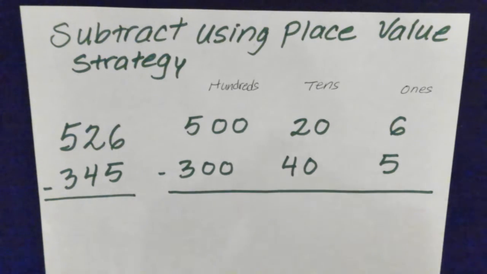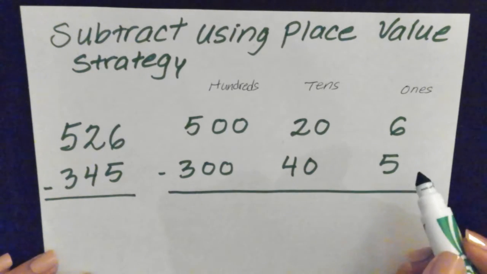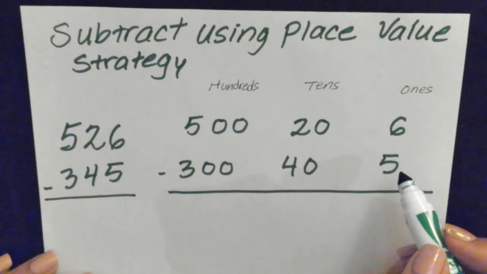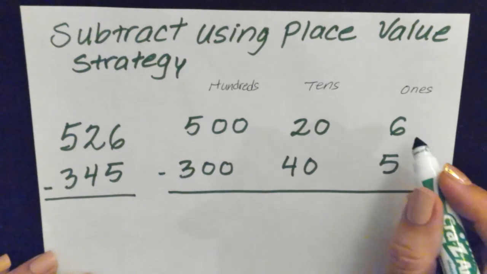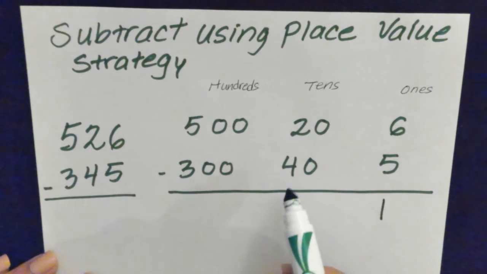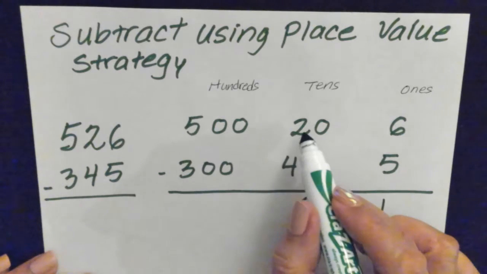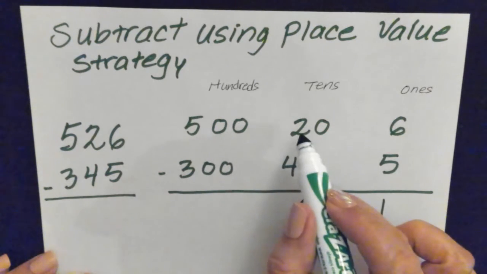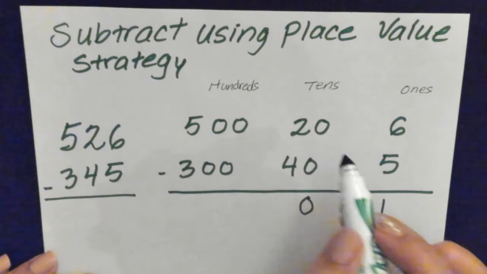Okay, let's look at here. Remember that the number on top has to be greater or bigger than the number on the bottom. Can we take 5 from 6? Sure can. 6 minus 5 is 1. Okay, then we have the 2, which is 2 tens. Can I take 4 tens from the 2 tens? No.